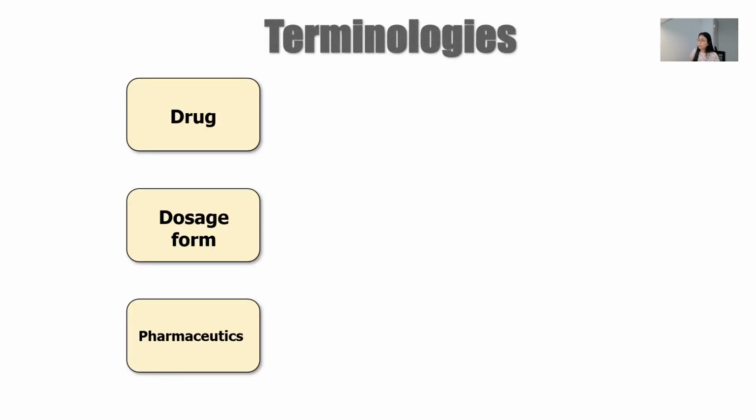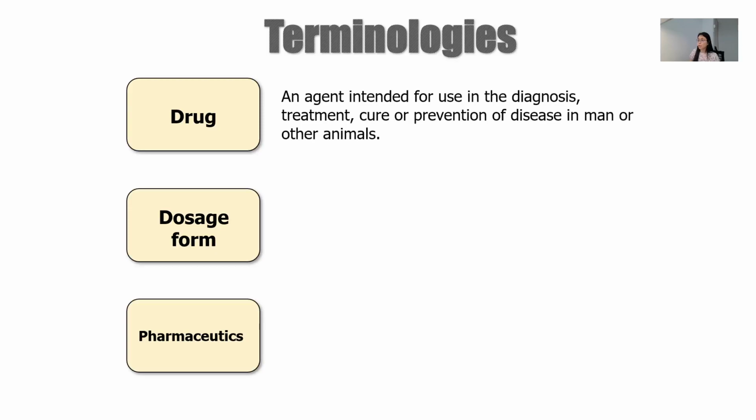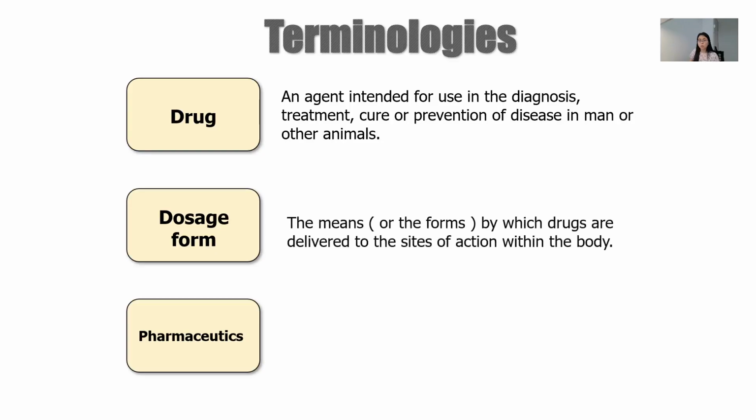Let's go through some of the common terminologies that we are going to use in this lecture as well as throughout the course. We have discussed the definition of drug in the previous lecture. Drug is defined as an agent intended for use in the diagnosis, treatment, cure or prevention of disease in either man or other animals. Dosage forms are the means or forms whereby the drugs are delivered to the site of action in our body.